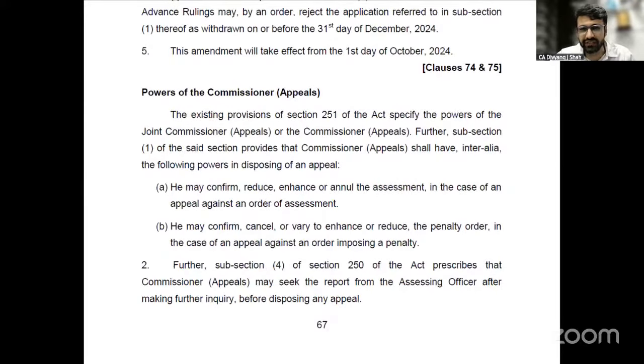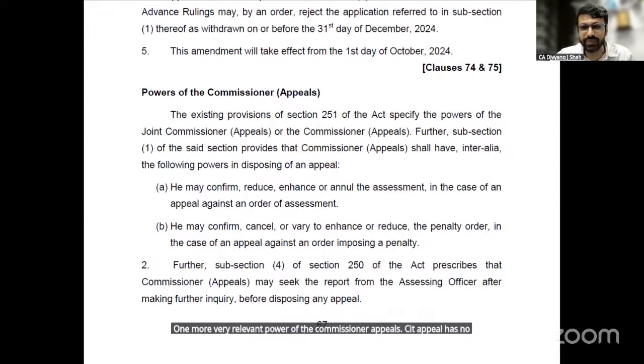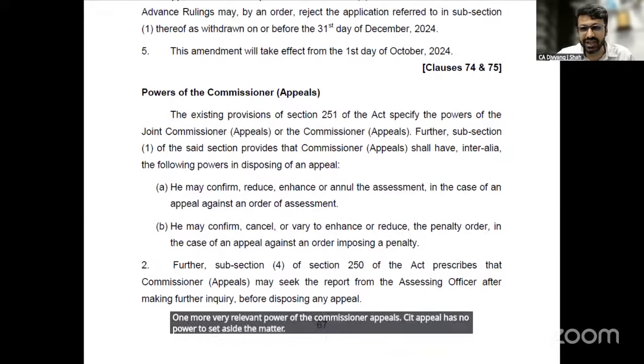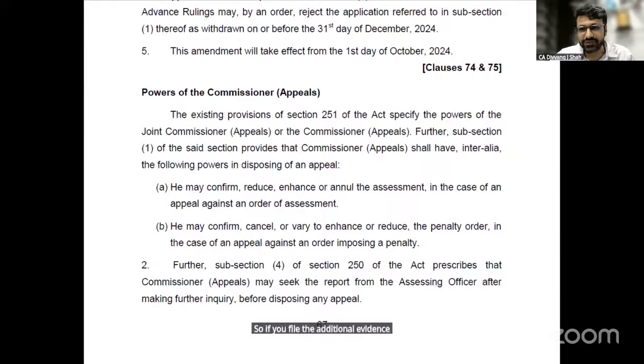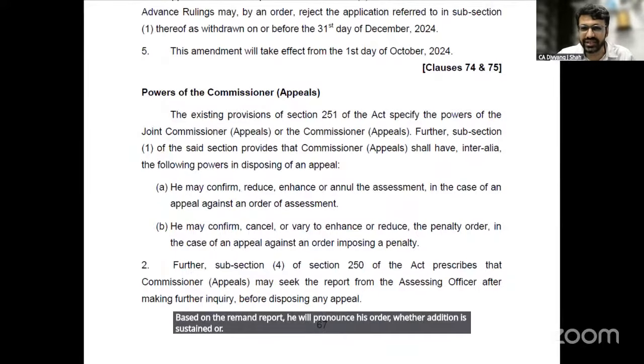One more very relevant power of the Commissioner of Appeals. CIT appeal had no power to set aside the matter. So if we file additional evidence to CIT appeal, he will ask for the remand report from the assessing officer. Based on the remand report, he will pronounce his order whether the addition is sustained or deleted.